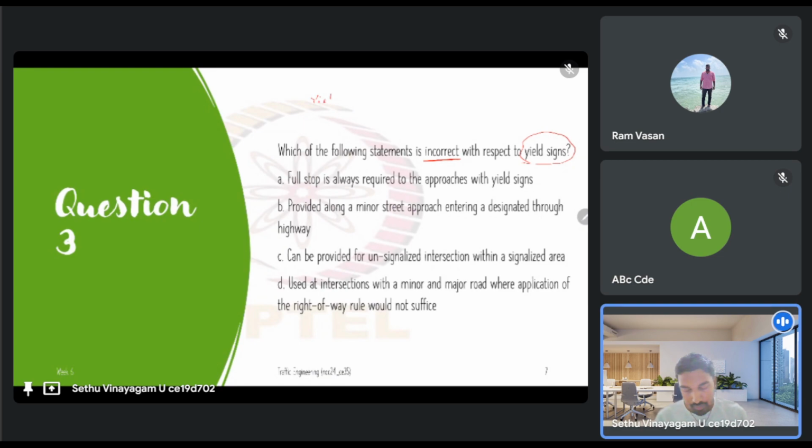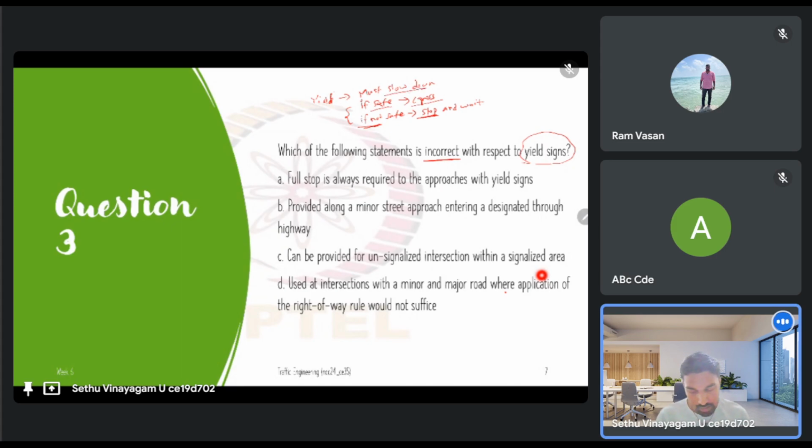So yield means you must slow down. This is required. You slow down and then you assess whether it is safe to cross or not. If safe, you can directly cross without coming to a stop. If not safe, then you have to stop and then wait for a safe gap to cross. This means that it's not always that you are going to stop. Only in case it is not safe, you will come to a stop, and if it is safe, you will directly cross. But you will always slow down.